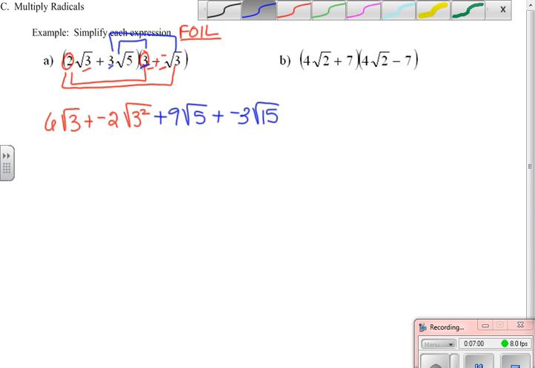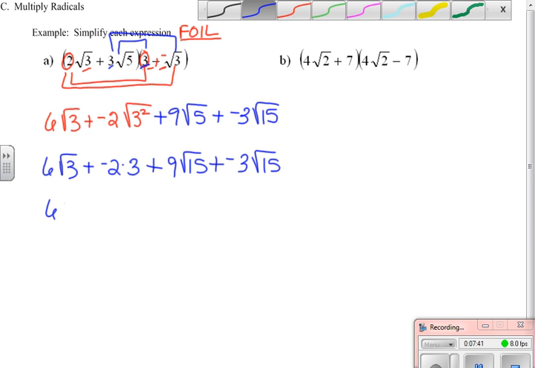You have 4 terms. Now I have to simplify and clean up my radicals and combine. Now when we FOIL regular binomials, we usually boil down to 3, the outside and the inside combine. That's not always going to happen when you're using radicals, because remember, those radicals have to be identical. So 6 radical 3 can't be changed, plus negative 2. Now the square root of 3 squared is 3, plus 9 radical 5 can't be changed. And radical 15 can't be changed because there are no perfect square factors.